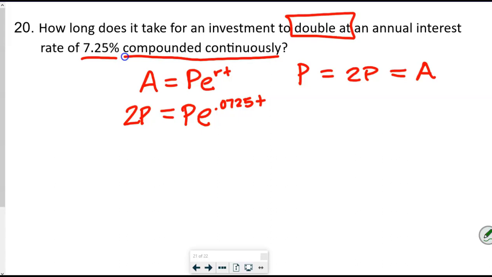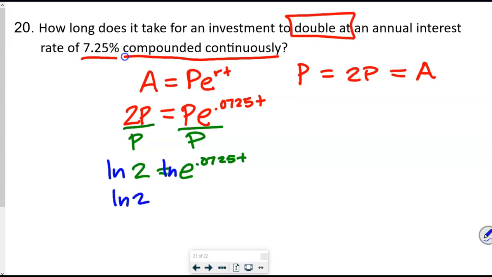Well, hopefully you see that we can divide both sides by P. So it's going to leave us 2 over here equals e to the 0.0725t. Now we need to get rid of that e so that we can just deal with the t, right? So the inverse of e is ln, so we're going to take the ln of both sides. So that's going to leave us with ln of 2, and then that's going to be equal to 0.0725t. We could divide both sides by 0.0725 right now. And in our calculator, do the ln of 2 divided by 0.0725.